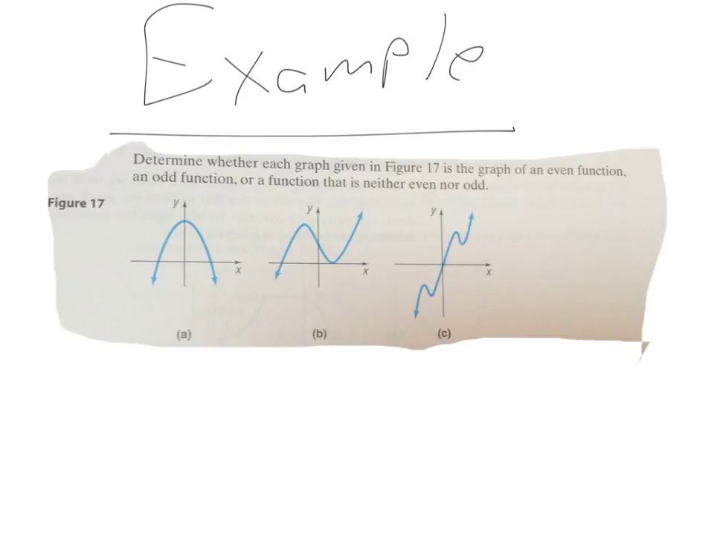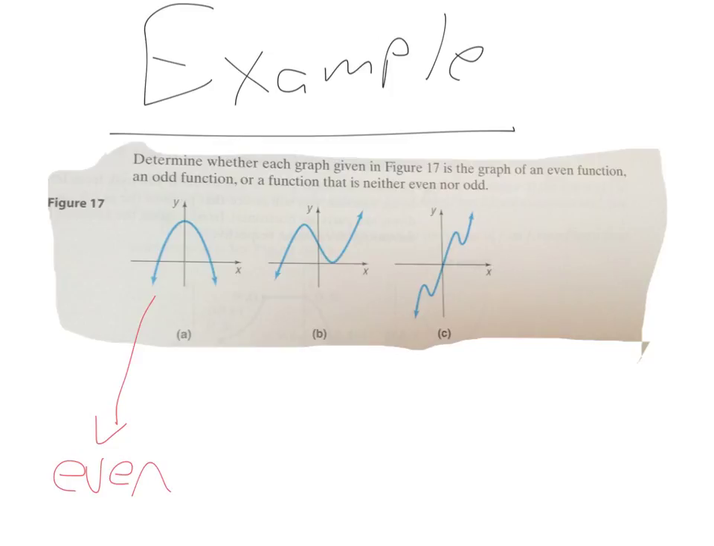Determine whether each graph in figure 17 below is the graph of an even function and odd function, or if the graph is neither even nor odd. First with part A, if you notice right here, it's symmetric about the y-axis. Each half of the graph is a mirror image of itself across the y-axis, so that would be even.